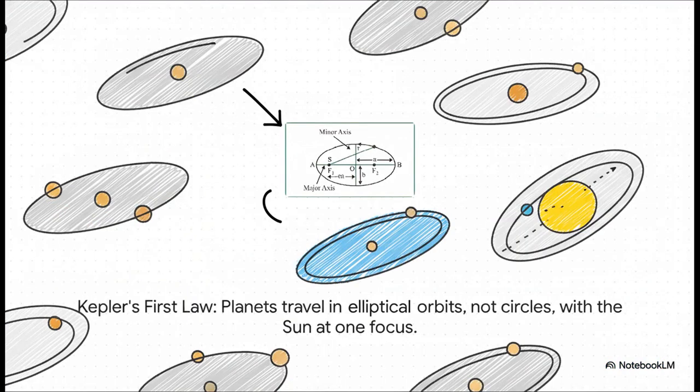So Kepler's first law was a huge deal because it corrected a belief people had held for centuries. Planetary orbits are not perfect circles. They're actually ellipses, kind of like squashed circles. And the sun isn't sitting right in the middle. It's at one of two special points inside the ellipse called the foci.